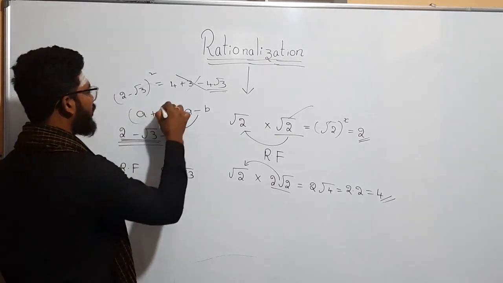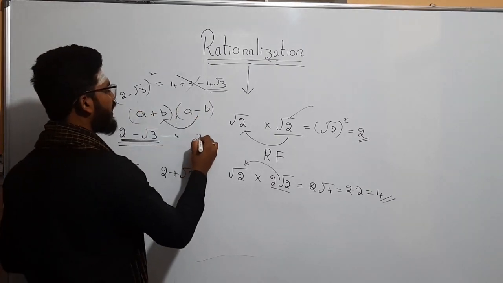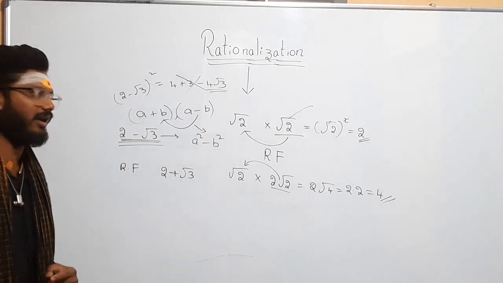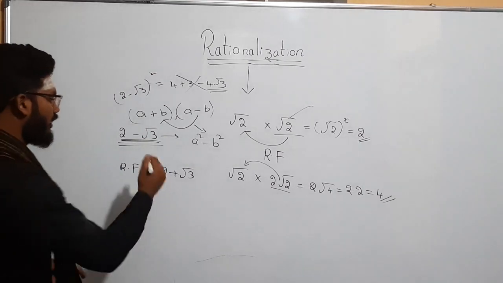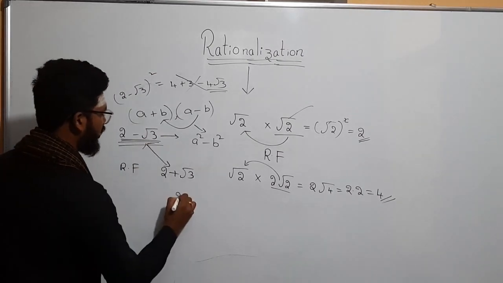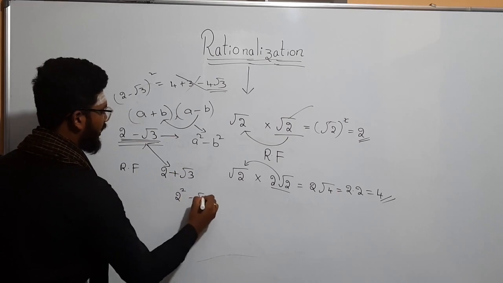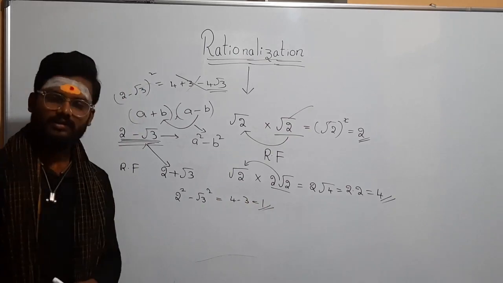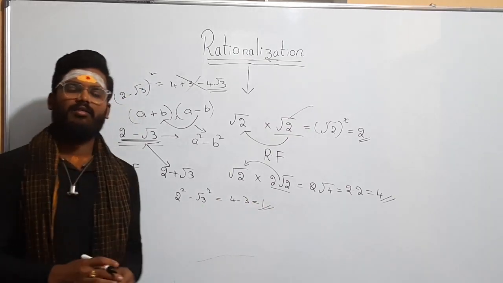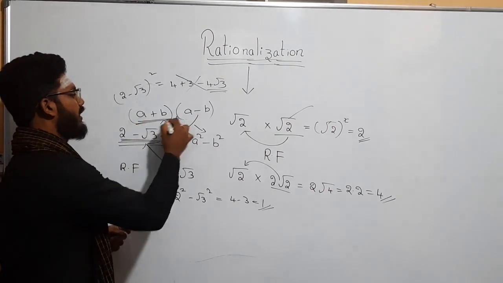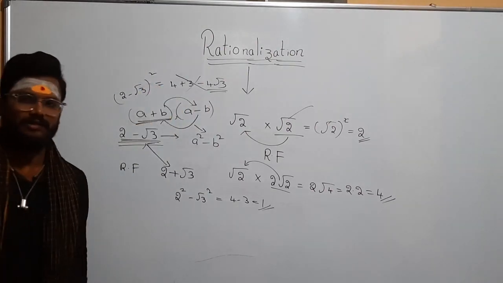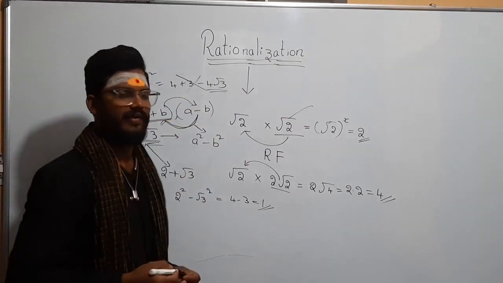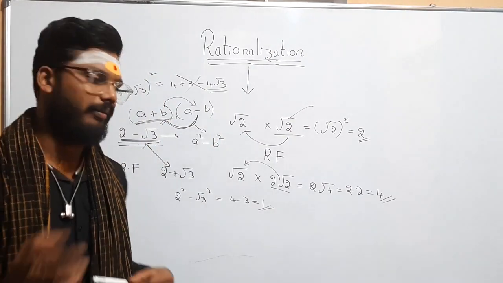Because if you multiply both a plus b and a minus b, you will get the square of both the numbers. It is nothing but a square minus b square, and there the root will get cancelled, right? So 2 minus root 3 into 2 plus root 3 is 2 square minus root 3 square. So 4 minus 3, here we got a rational number, right? So here, keep it in mind, when any number is in the form of a plus b, the rationalizing factor we have to take as a minus b, and in the same way, for any number in the form of a minus b, you have to take the rationalizing factor as a plus b.